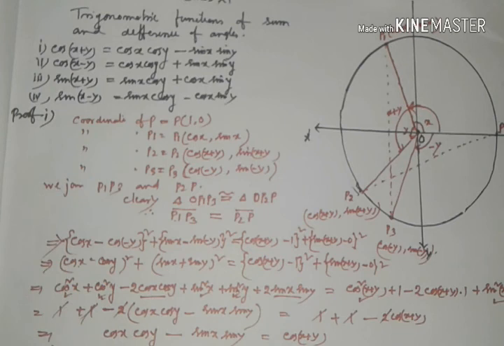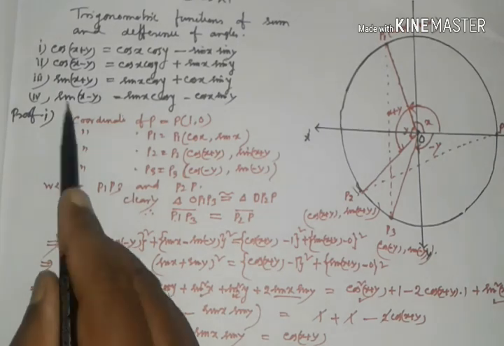Therefore we can write cos x plus y is equal to cos x cos y minus sin x sin y. This is the proof of 1.